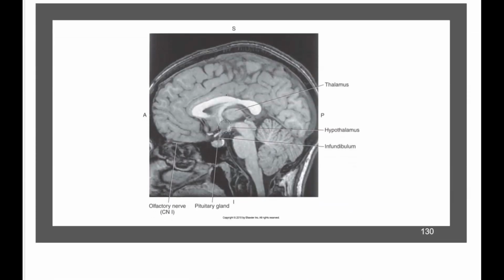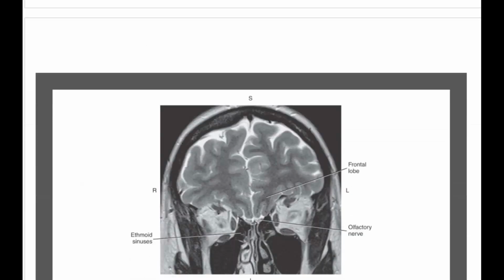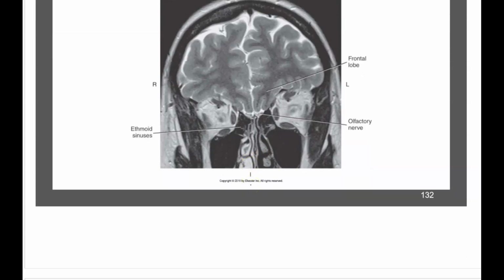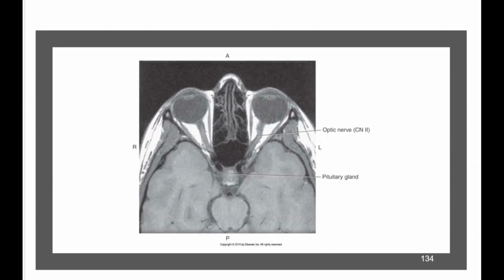Here's midline, so let's take a look here. You've got your thalamus, your hypothalamus, and your infundibulum right there with your pituitary gland. And then that little line right there is cranial nerve number 1. Okay, looking here, it's your frontal lobe, and we've got your olfactory and your ethmoid sinuses. Got a little sinusitis here, you see that? All right. So you have your cranial nerve 2, which is your optic nerve, and here's your pituitary gland.